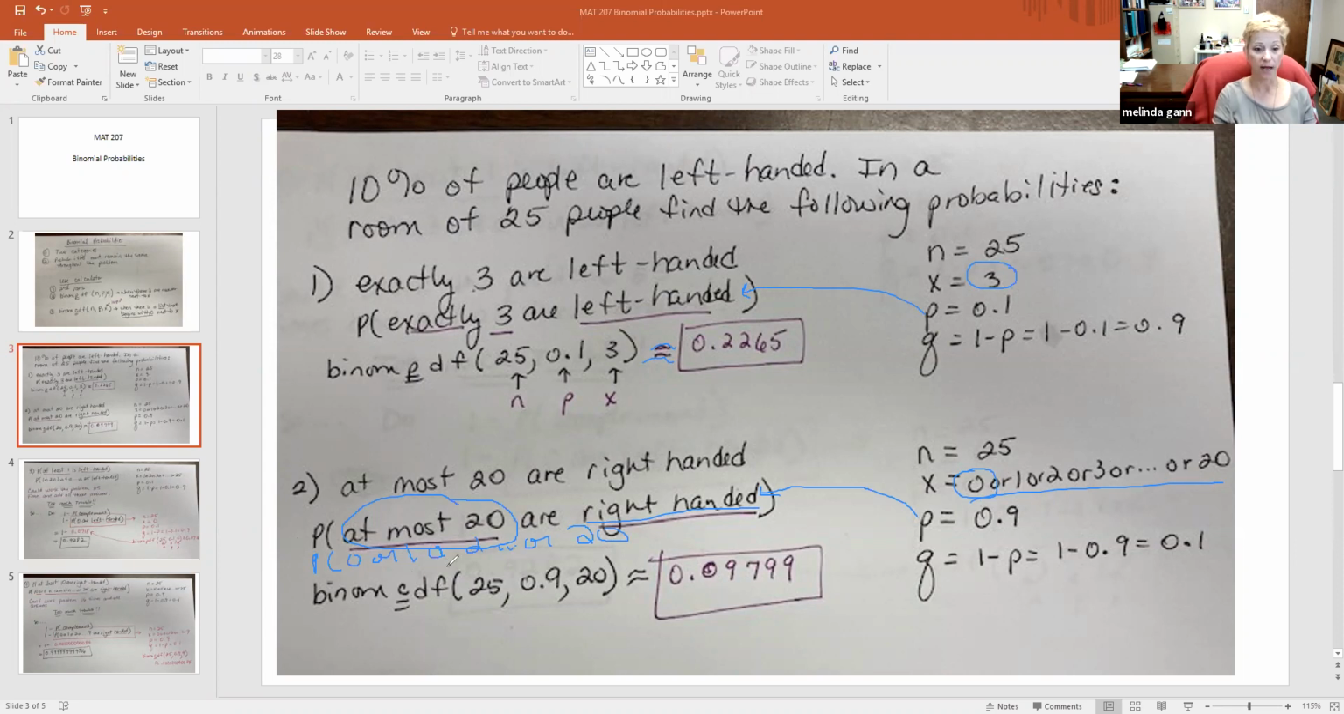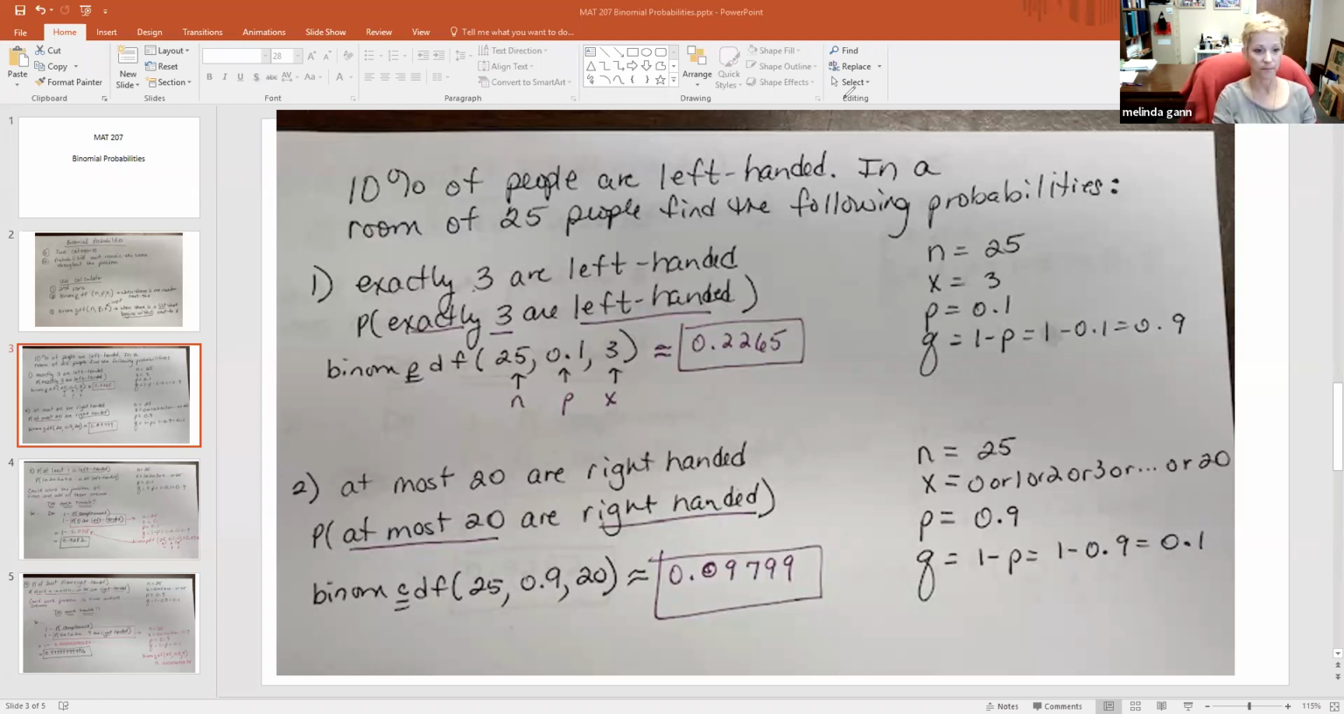Okay. So when I type all that in and hit enter, this came up and I rounded off. So that's nothing new, except it does tell you what order to put them in your calculator and when you pick the binomial P and when you pick the binomial C. Now, what I'm going over next is new for everybody, so pay close attention.